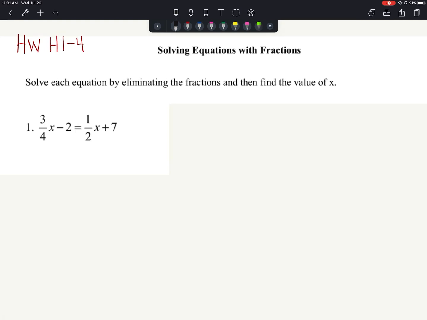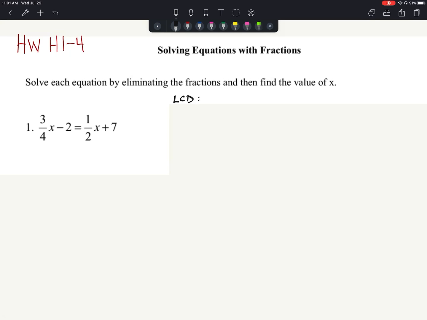To solve this equation, we could solve it with the values that are in there, but I know a lot of people dislike having fractions in their problems, so we're going to go ahead and get rid of those. In order to do that, we're going to multiply both sides of the equation by a value that we could consider to be like the least common denominator.